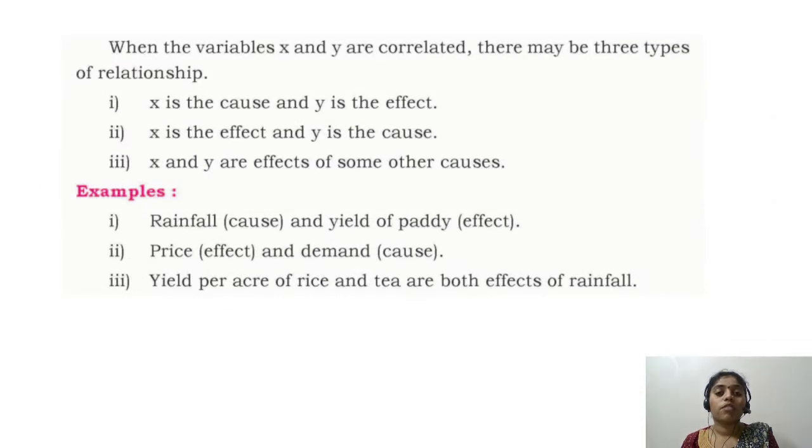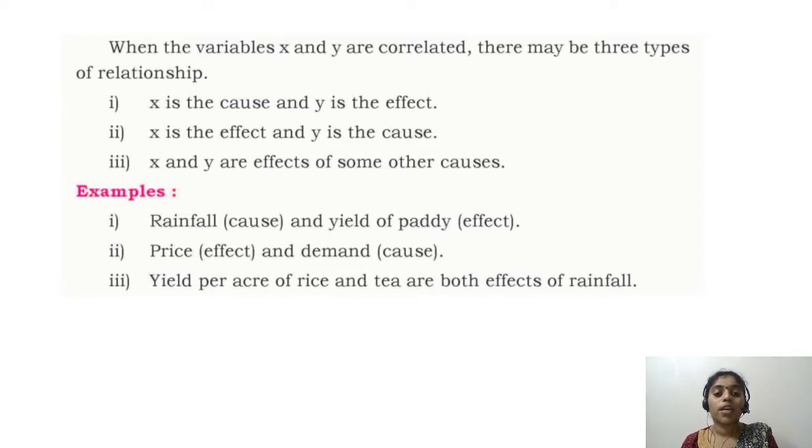Next, when the variables x and y are correlated, there may be three types of relation. First, x is a cause and y is an effect. Second, x is an effect and y is a cause. And third, x and y are the effect of some common causes. For example, rainfall and yield of paddy. In this, rainfall is the cause and the effect is the production of paddy.